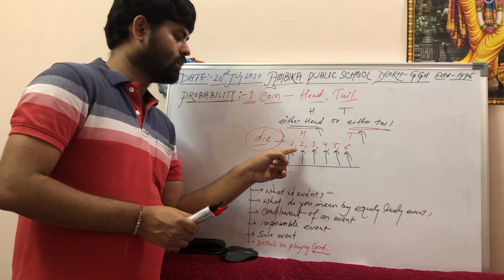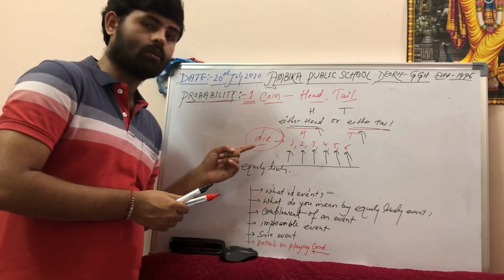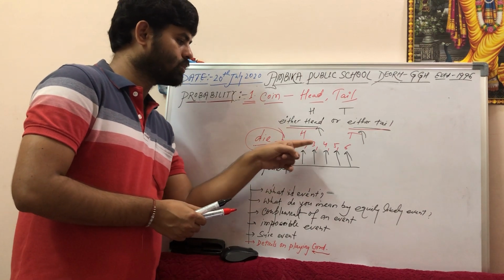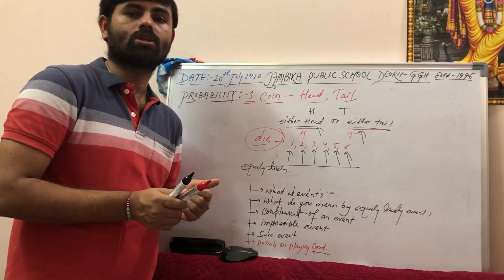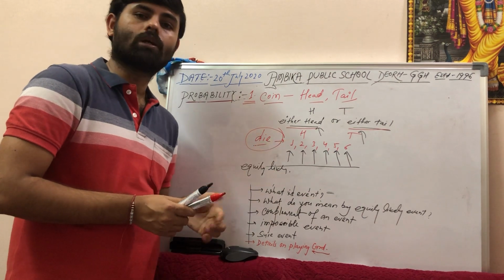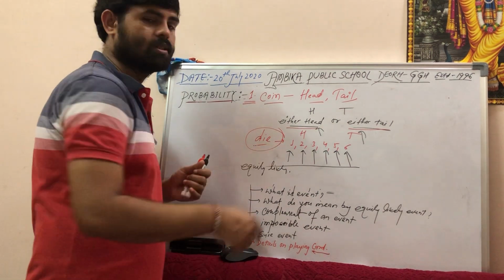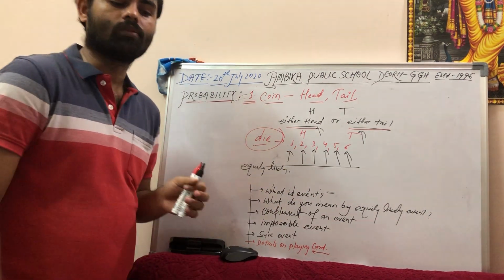So in an event, that is throwing a die, the probability of coming of 1, 2, 3, 4, 5, 6 is equally distributed. I am not saying that 1 will come 2 times and 2 will come 1 time. I cannot say. I am not sure. But the chances of coming 1 is the same as the chances of coming 6. So that means it is an equally likely event.